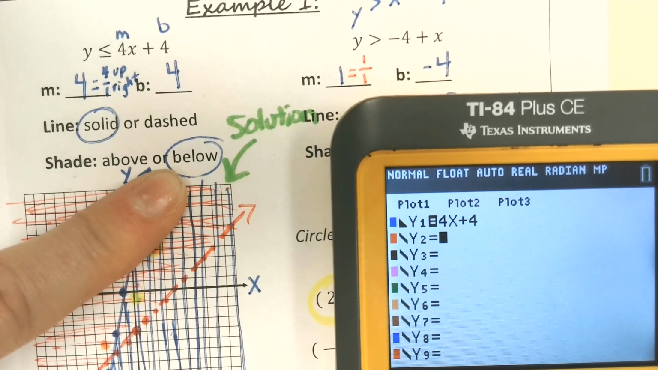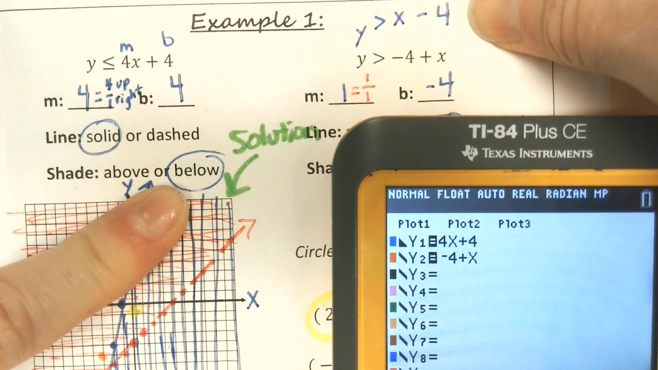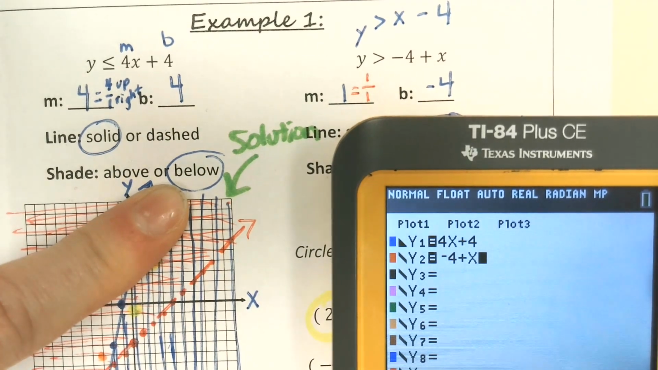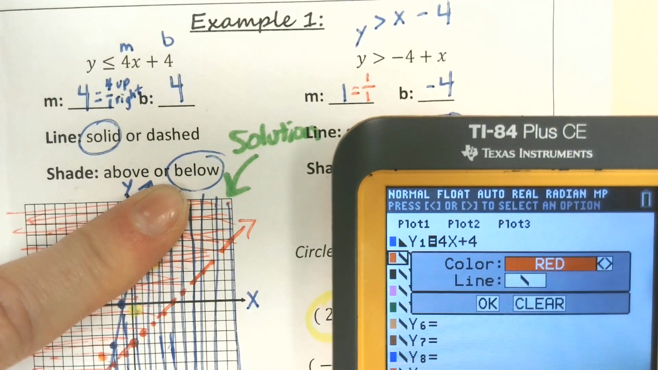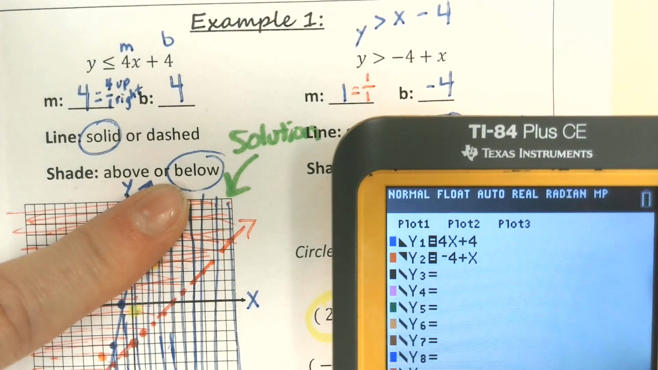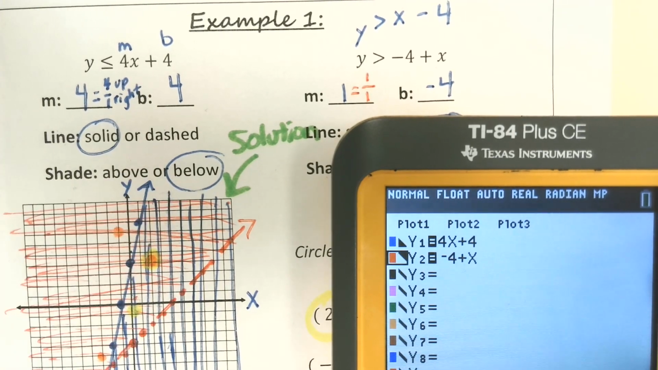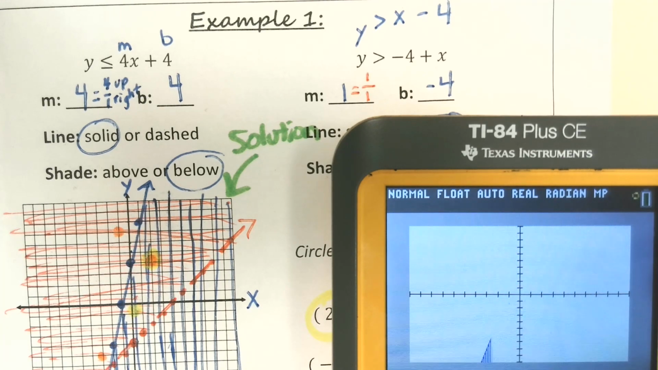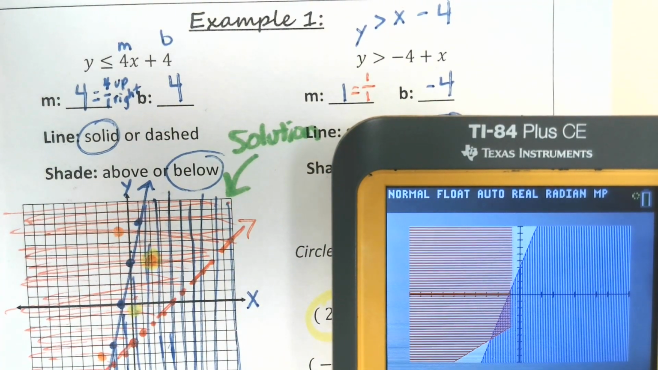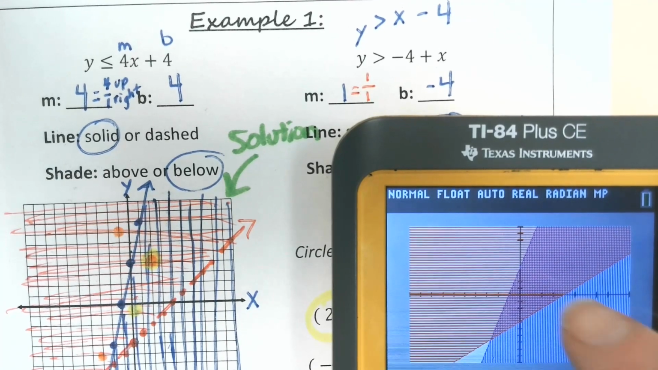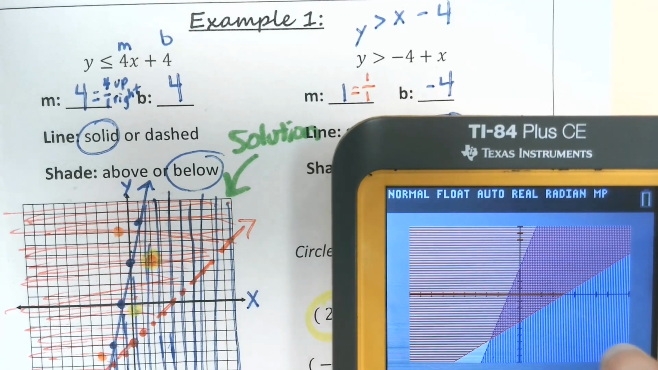Then go to Y2 and we're going to put in -4 plus x, or you could put in the one that we did, the x minus 4. They should be the same. And then go over, change the line. This one's supposed to be above, so pick the above triangle. Go down and push OK. Now when you hit graph, you should see your double shading. See where the solution is? It's almost like purple, right? Because we got blue, we got red, the mix of them makes purple.